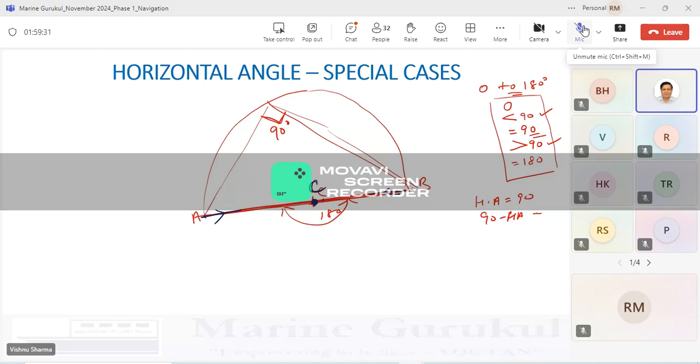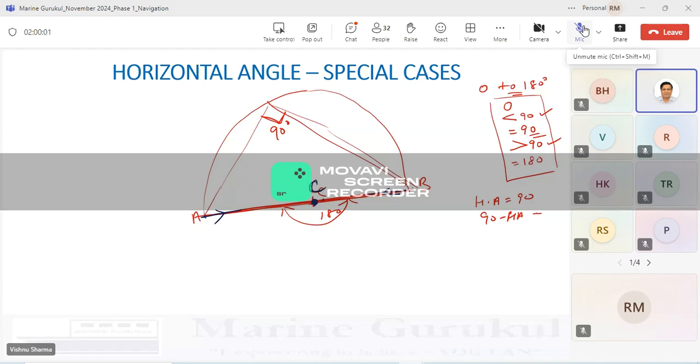Don't draw the full circle, only draw a semicircle. Draw the circle on the side on which the ship exists. It's very, very important. Guys, in horizontal angle cases, if you draw the full circle, it is going to confuse you somewhere or the other. In a horizontal angle case, the circle should be drawn only on one side of the baseline. It should not be drawn on both sides of the baseline.